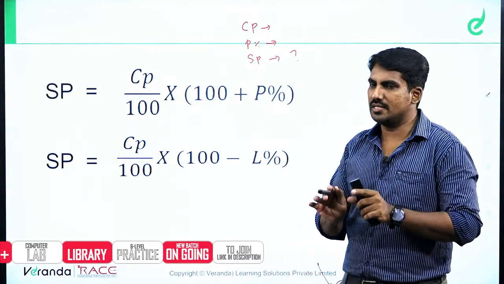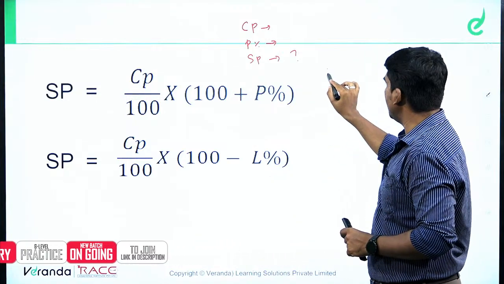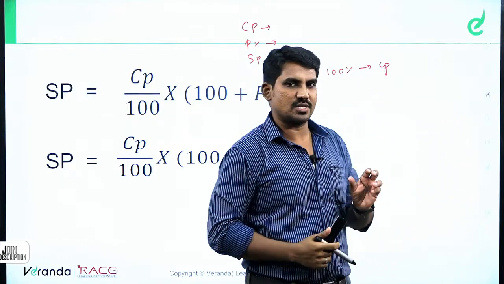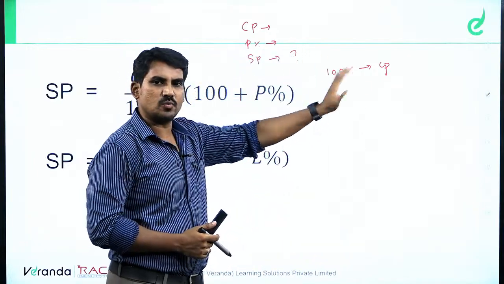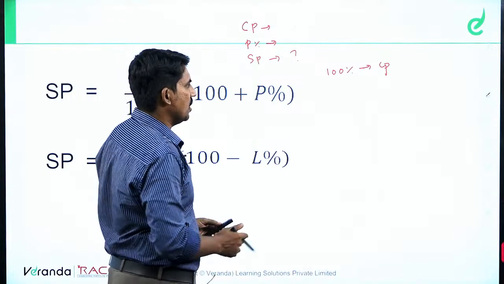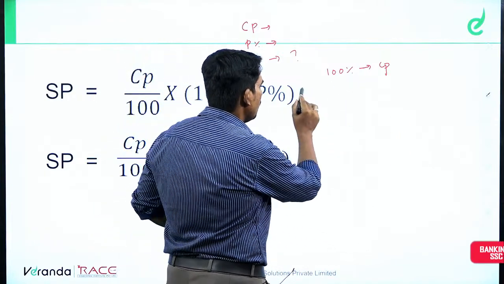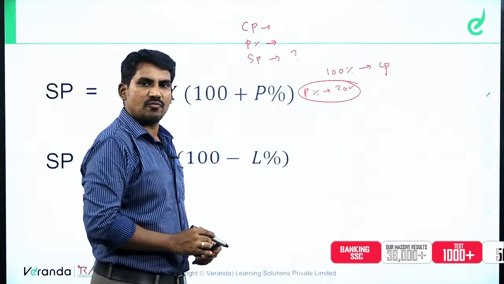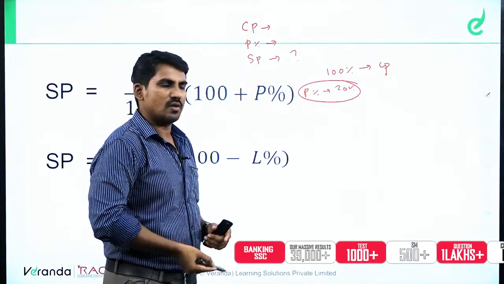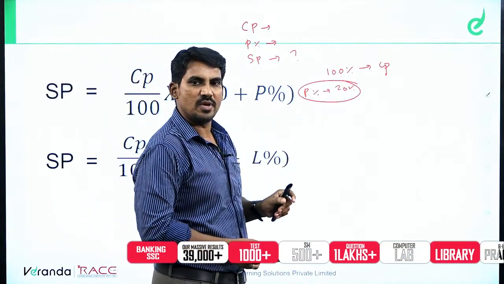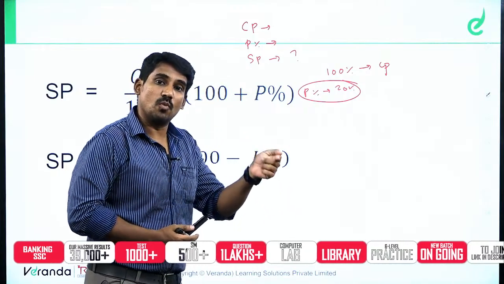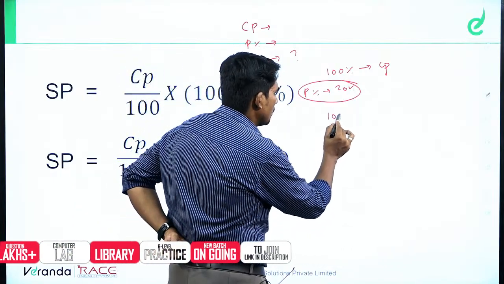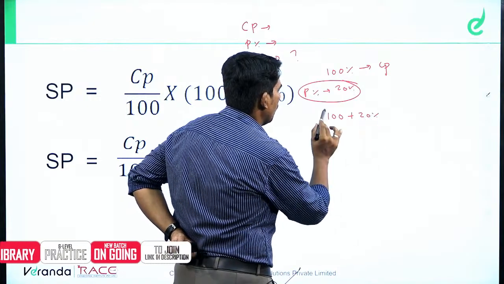Don't mug up as a formula, listen carefully. What is the approach? 100% is always CP. Don't mug up as a formula, understand the logic. 100% always we have to consider for cost price, CP. In a question they have given profit, for example, they have given profit percentage 20%. Clear? Now what we have to do: 100% is CP. What is SP? Selling price is more. Profit means selling price is more. Therefore, that 100% plus 20% we have to add.